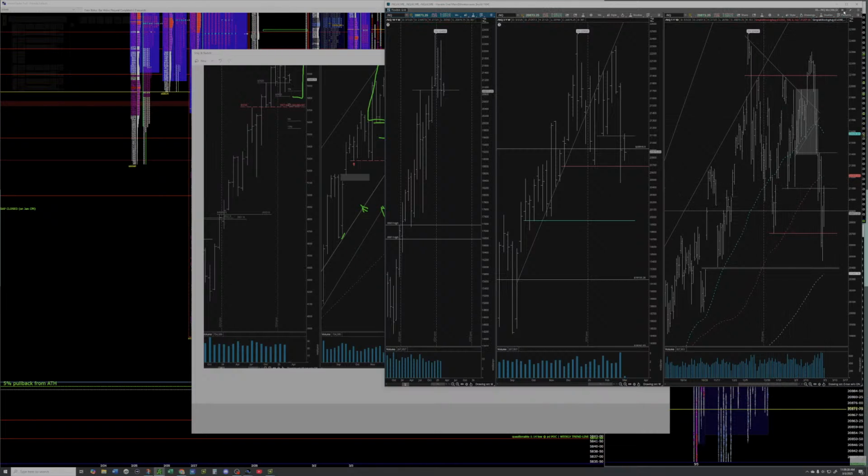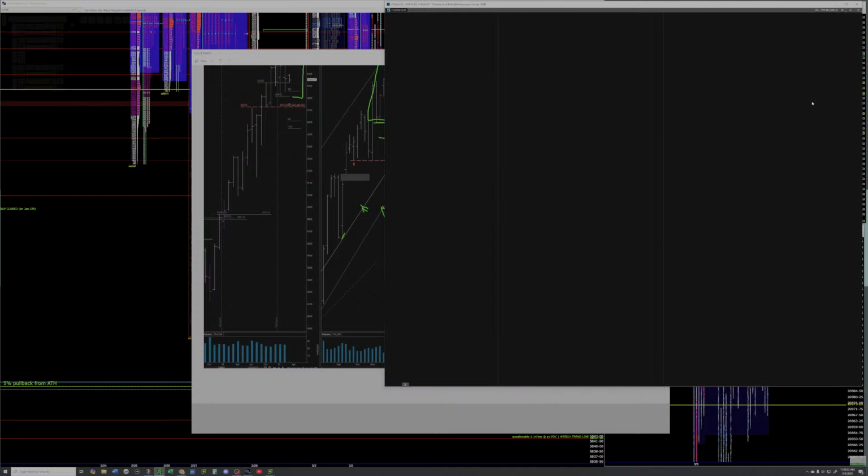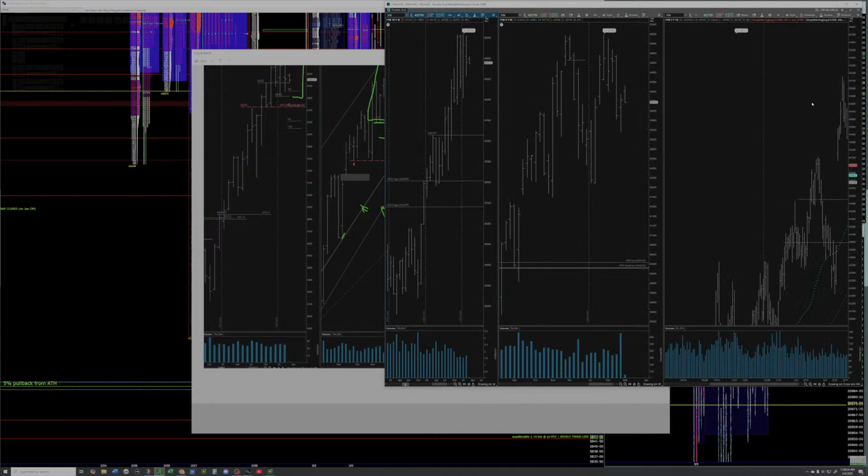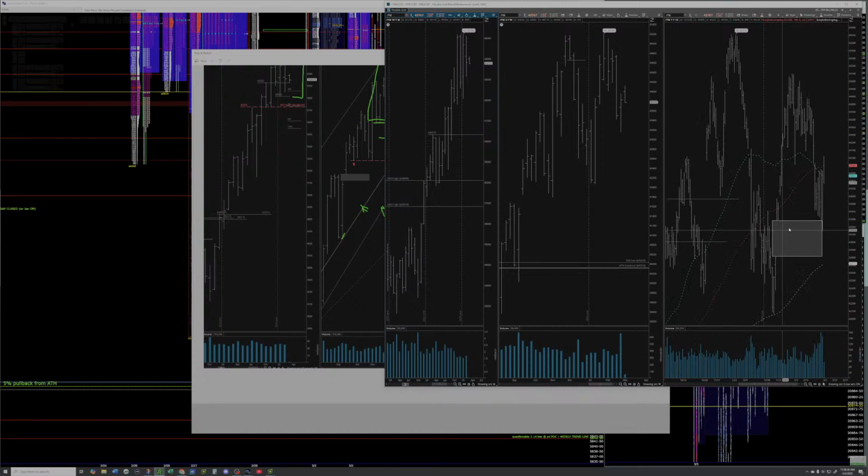Nasdaq also closed the gap. The Dow has not, right? Coming into Friday, the Dow did not close the gap. And notice what kind of highs. This is very questionable highs for Nasdaq.